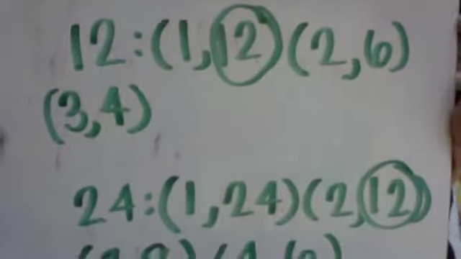From this, you can tell that 12 is the greatest common factor of the two numbers. So, therefore, you would circle the 12 in each list, like this, showing that it is the GCF of those two numbers.